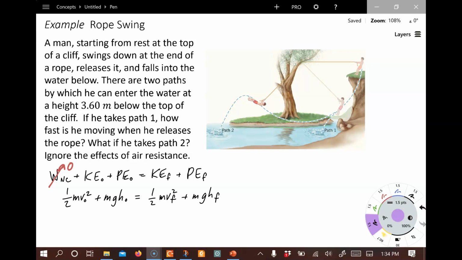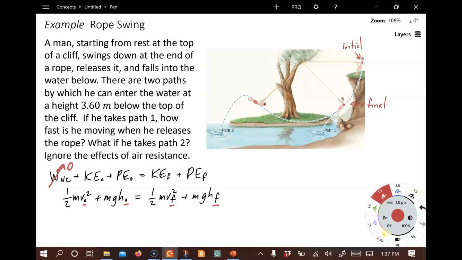And now I need to go ahead and find out what's going on at the initial and final spot. So let's go ahead and identify those. So the man starts here at the top, and this is where he releases the rope for path 1. So this is the final for path 1.